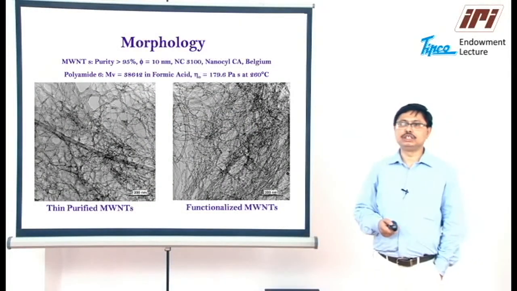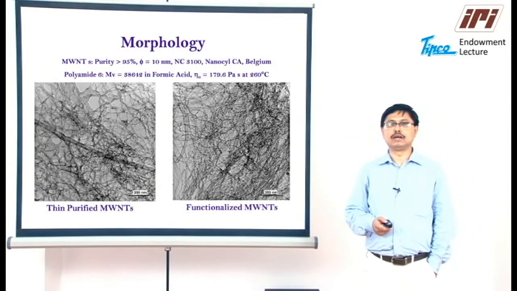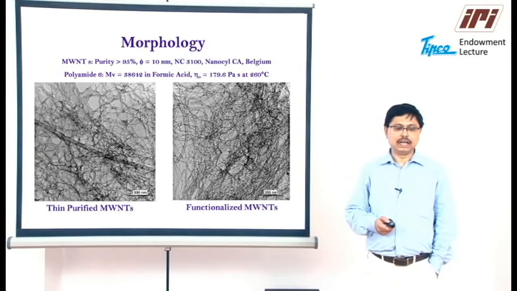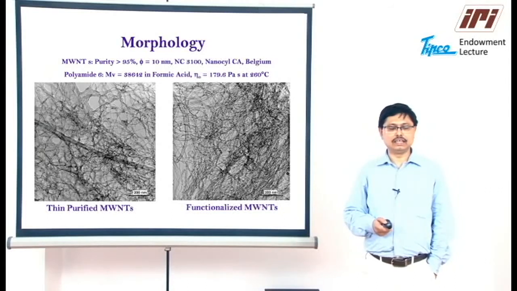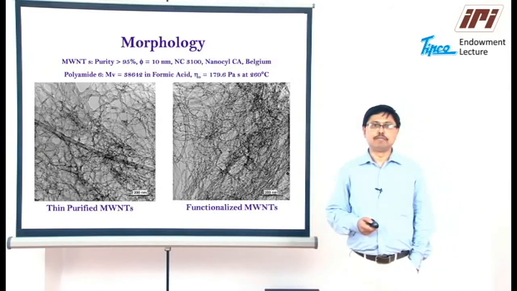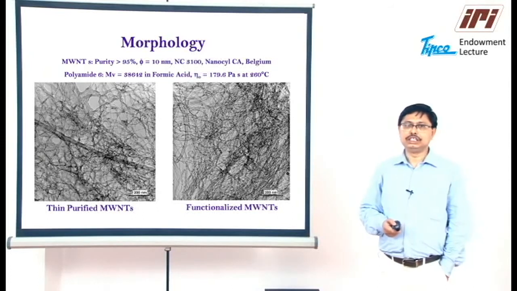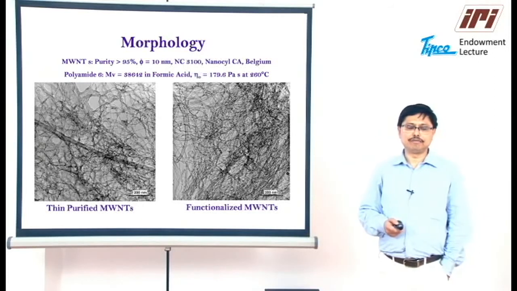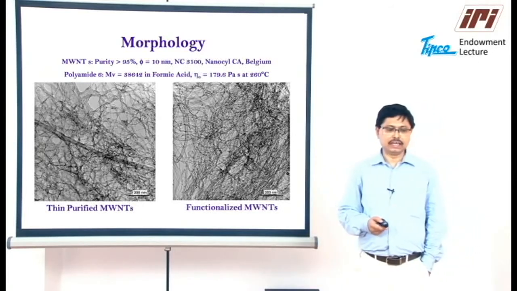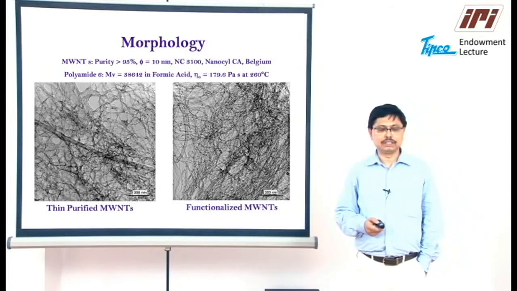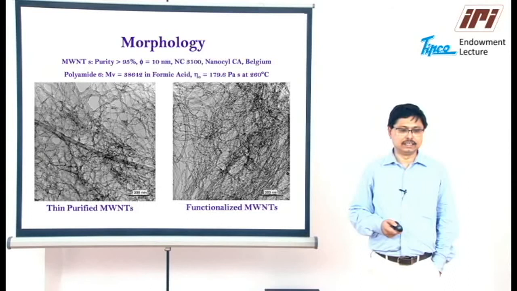Here is the morphology of the thin purified multi-wall carbon nanotubes NC3100 and the amine functionalized multi-wall carbon nanotubes NC3152 from Nanocyl, Belgium. We utilized polyamide 6 from GSFC, M28RC. Their viscosity average molecular weight is close to 38,000 and their zero shear viscosity is close to 180 Pascal second at 260 degrees centigrade.